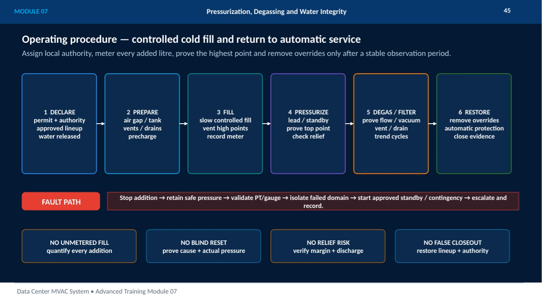Importantly, never allow unmetered fill. Every addition must be quantified. Avoid blind resets by proving the cause and actual pressure first. Ensure no relief risk by verifying margin and discharge parameters, and never perform a false closeout. Always restore the lineup and maintain authorized control. This process ensures safe, reliable operation and protects the system from damage.